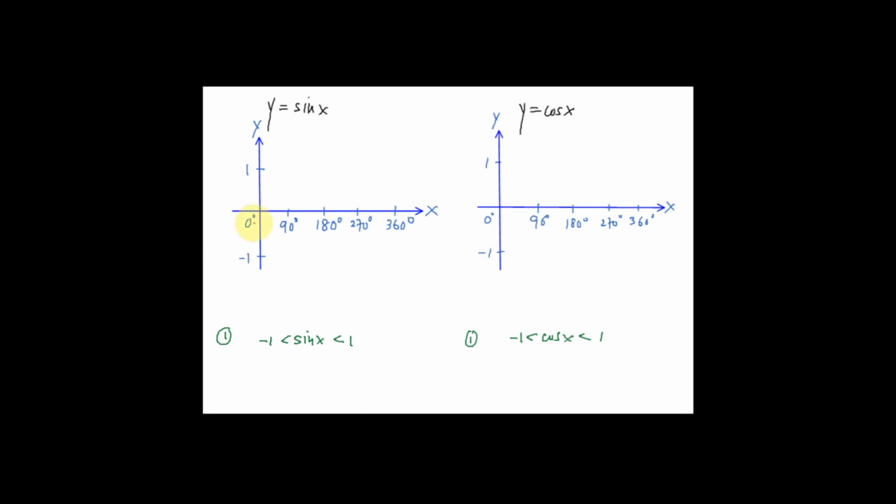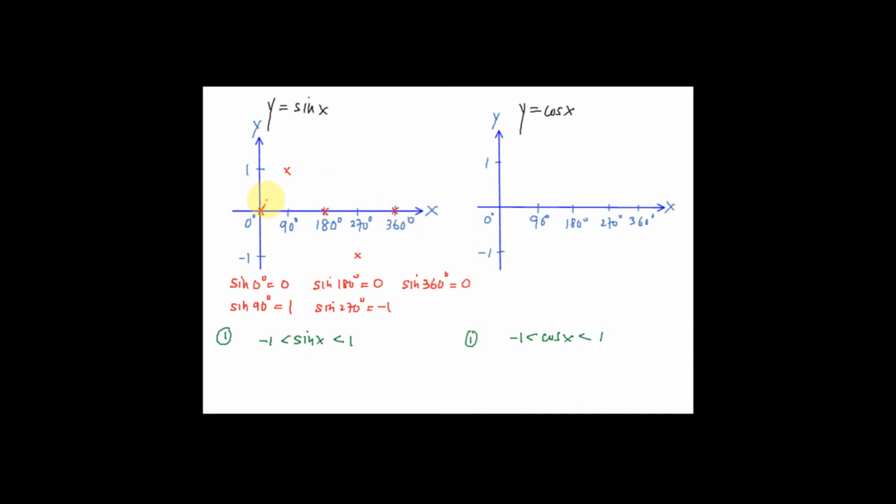The first point here is 0 degrees. If you press your calculator, sine 0, you will have answer 0. So the first point is (0, 0). Then you press your calculator for sine 90, you will get 1. So the second point will be (90, 1). Sine 180 will produce 0 again, so you have (180, 0). Sine 270 will be -1, so you have (270, -1). And the last one, if you press sine 360, you will get 0 again. So you have (360, 0).